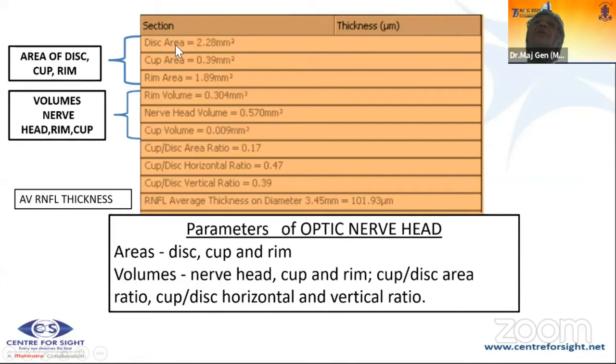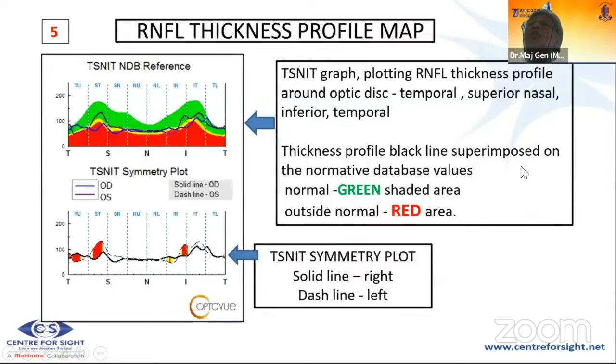The next area that we must have a look at are the optic nerve head parameters. The first one tells us what the disc area is. Very important because it will tell us if we are dealing with a large disc, as is mentioned by Medha. Then it tells us the cup area and the rim area. Very important also is the volume, the rim volume, nerve head volume. And what is very important for all of us, which we determine also clinically, is the cup disc ratio. It also tells us the average RNFL thickness, where on a diameter, again, I'm repeating, of 3.45 millimeter, it is 101, which is almost normal.